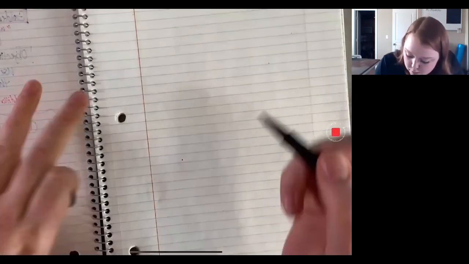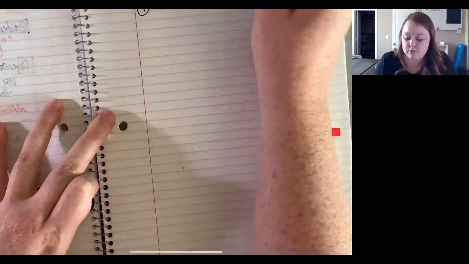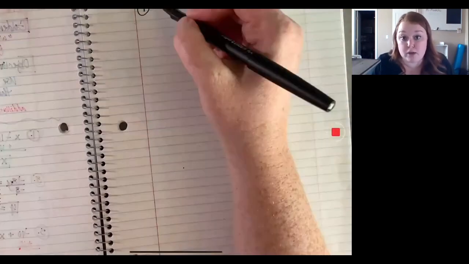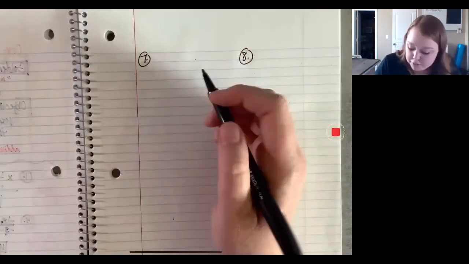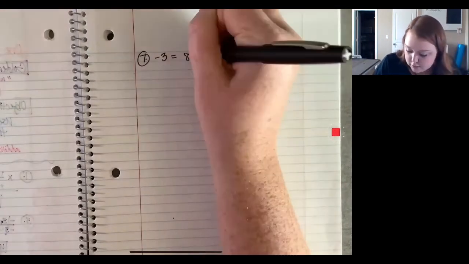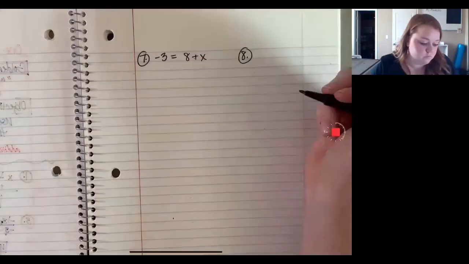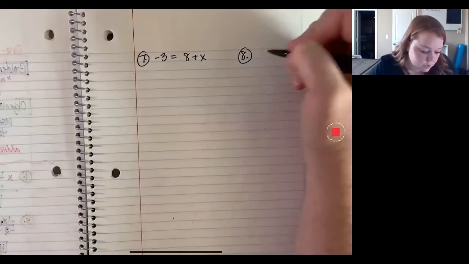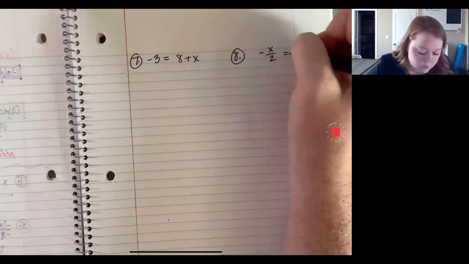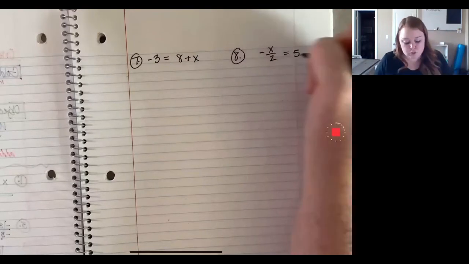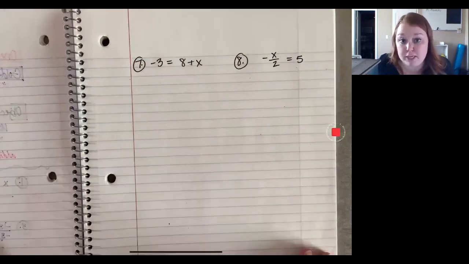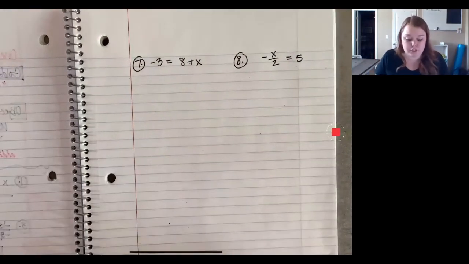Actually, these two problems, I would suggest, before we kick it up a notch, I would suggest pausing the video and trying them out, okay? So number 7: negative 3 equals 8 plus x. And then for number 8, you have negative x over 2 equals 5. Those are a little bit trickier, but they're fine. Pause the video, make sure you can do them, okay? And then play it if you need help or are ready to check your answer.